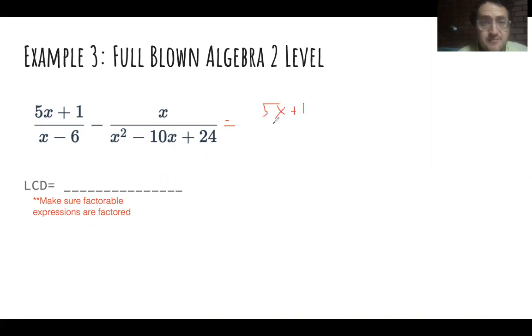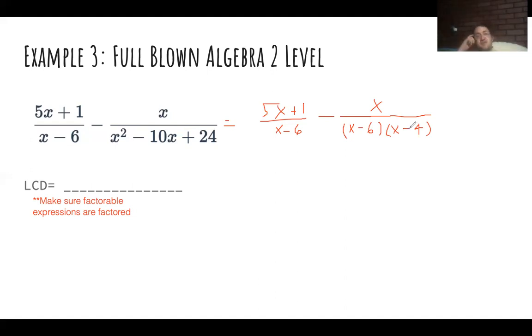So I'm going to write 5x plus 1 over x minus 6. And then when I factor the x squared stuff, I know that I have an x times an x. And I'm going to bet you that there's going to be a 6, since we already have an x minus 6. And 6 times 4 is equal to 24. And I need this to be able to subtract to a negative 10.